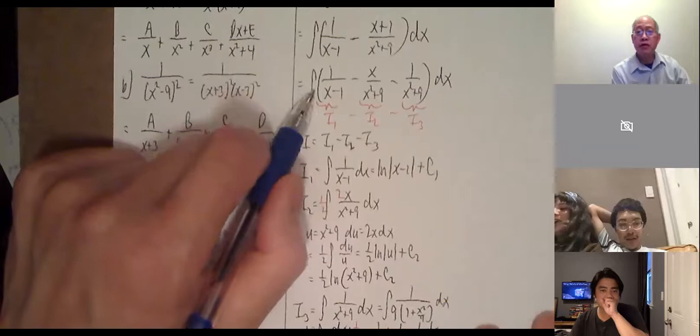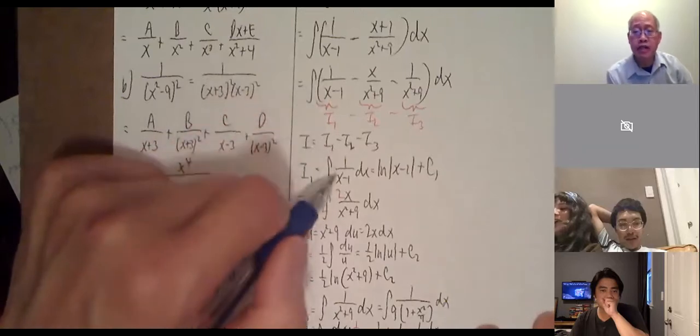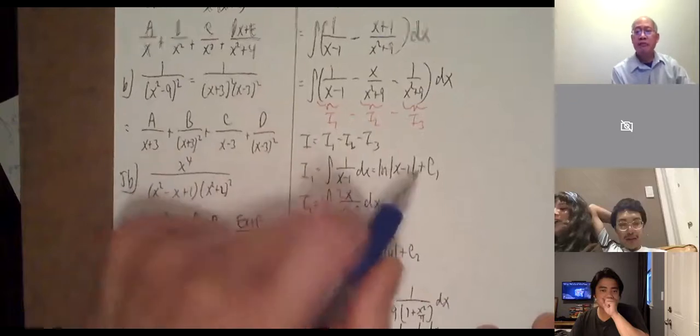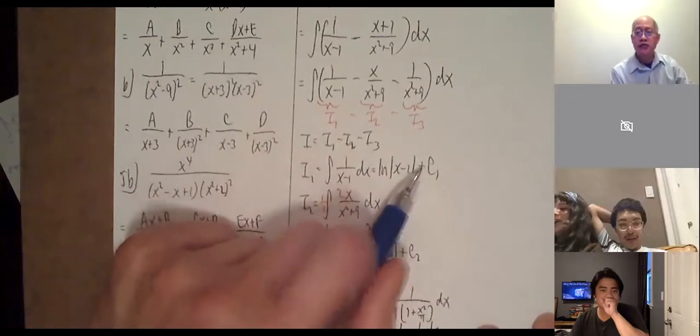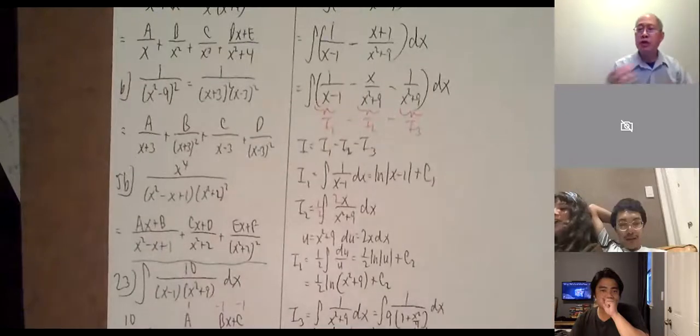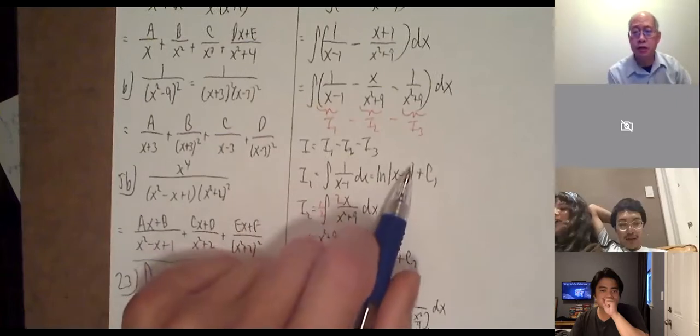All right, so here's my I1. Integrate 1 over x minus 1. That's ln absolute x minus 1. And notice again, plus C1. There's a C1, a C2, and a C3. But in the final answer, when you have C1 plus C2 plus C3, that can all just be put together as one C.